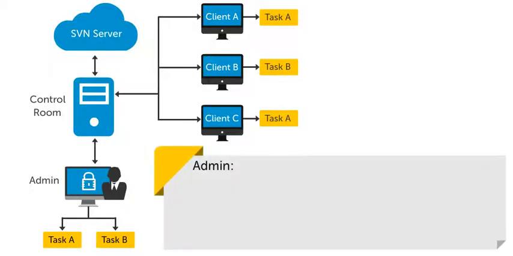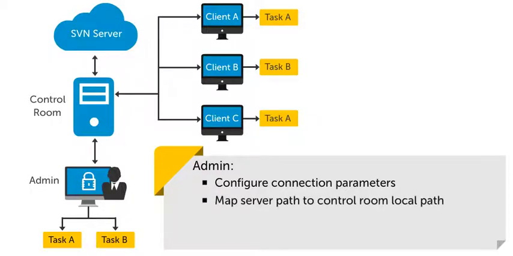Version control enables the admin to configure various parameters required to connect to the SVN repository, map, unmap, or remap the SVN server path to control room local path, force unlock a bot locked by one user and allow access to other users, upload the existing control room repository to SVN and use it as a base for version control.